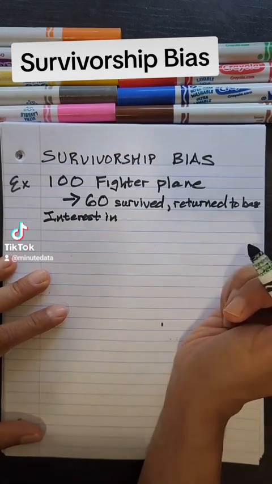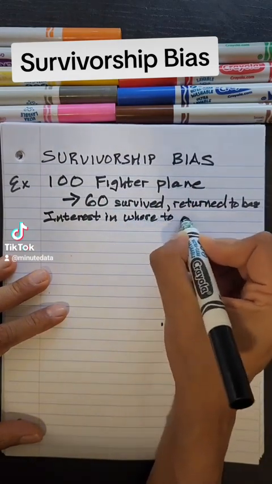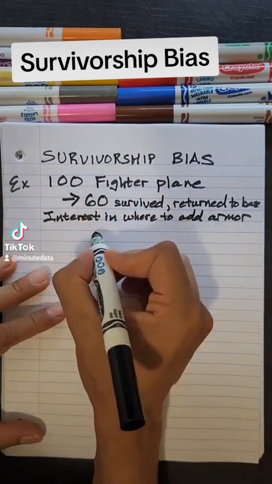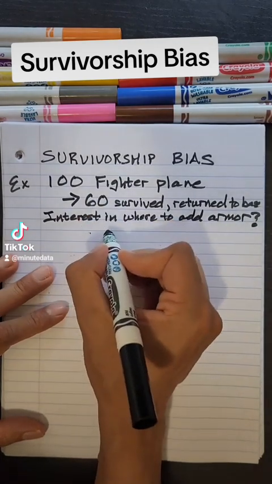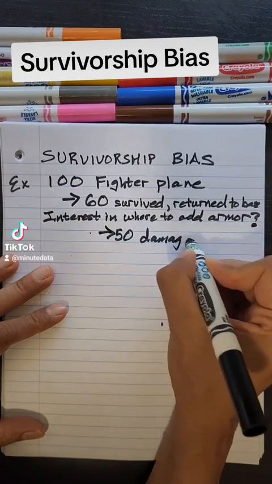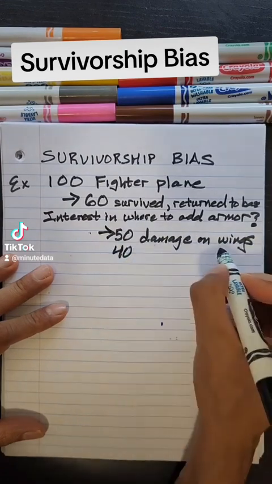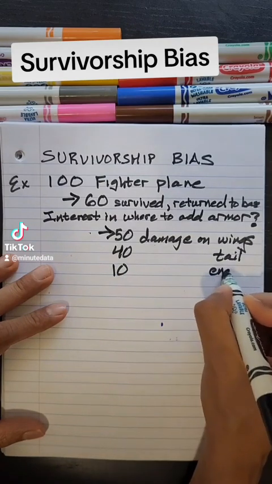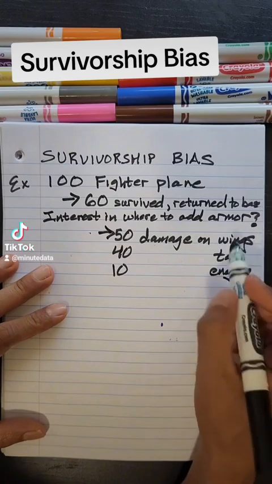And we're interested in where to add extra armor for these fighter planes. Among these 60, where to add armor? Again, with the 60, we saw 50 had damage on the wings, 40 had damage on, say, the tail, 10 had damage on the engine, and let's just say those are only 3 body parts of the plane.